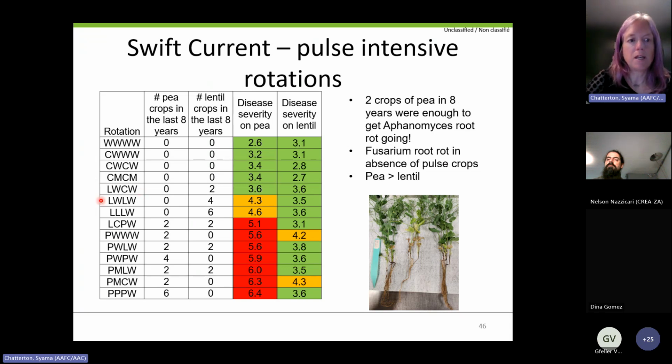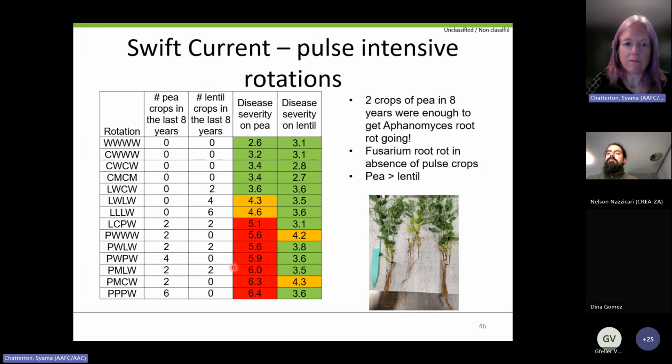The next 3 rotations didn't have any peas, only had lentils at various intervals. We're starting to show a little bit of root rot in the peas, but really not showing a lot in the lentils. And then these last rotations here that had peas 2 times in the past 8 years, all the way up to 6 times in the past 8 years, we can see that that is where root rot really started to develop, and we're into that moderate or that severe root rot rating category.